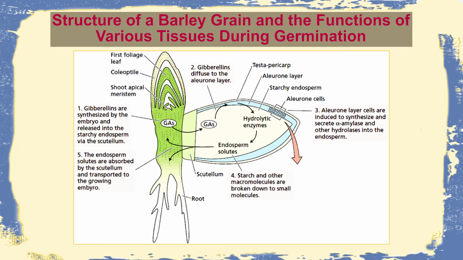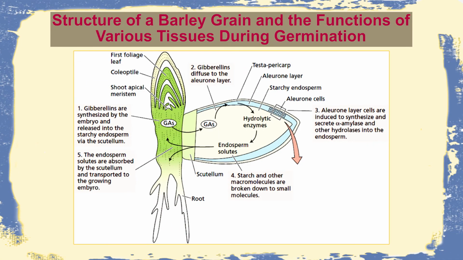There, gibberellin induces the expression of several hydrolytic enzymes such as alpha amylase, protease, DNase, RNase, etc. These enzymes are then secreted into the endosperm where they hydrolyze the macromolecules and produce soluble nutrients. These soluble nutrients can then re-enter the embryo and thereby promote the growth of the embryo.